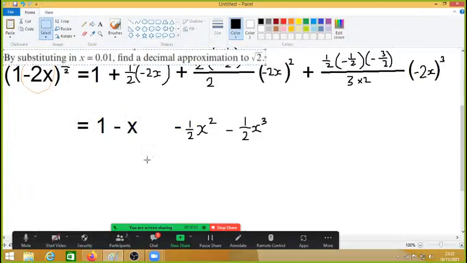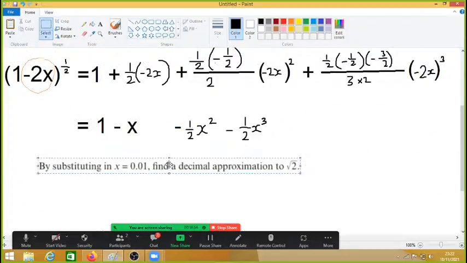So when we look at what we expanded and we look at what we got as our answer, somehow we need to get an answer for the square root of 2. So we'll cover that in the next lesson.